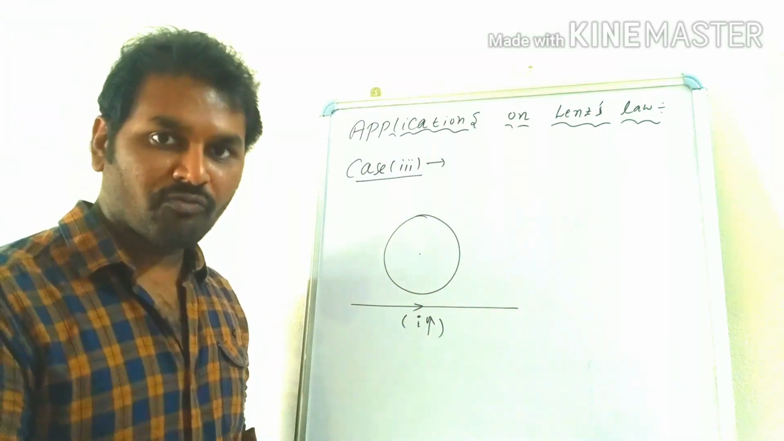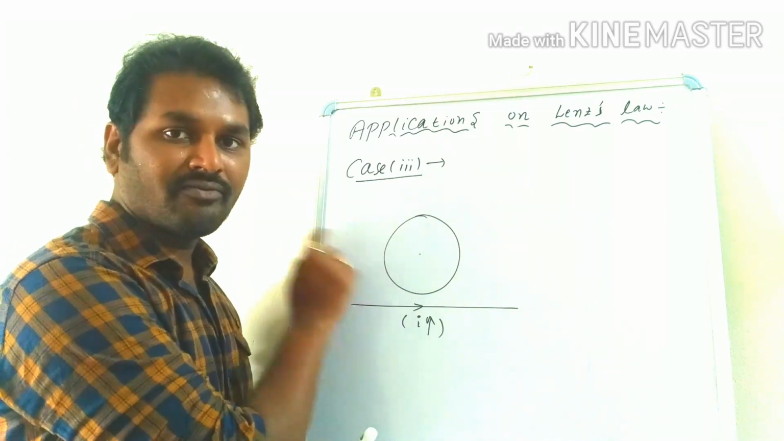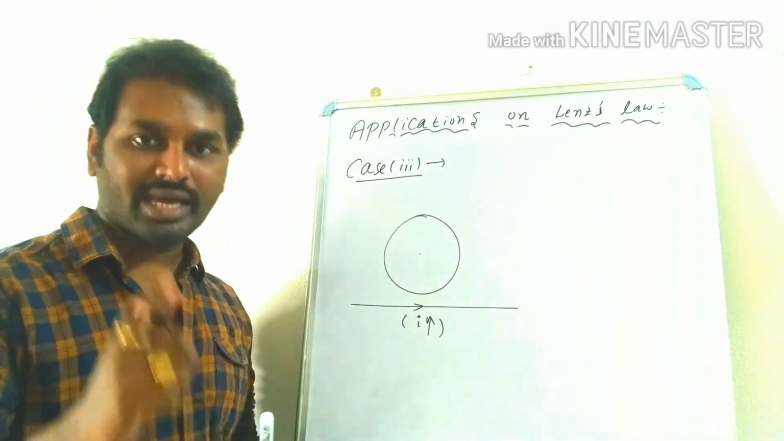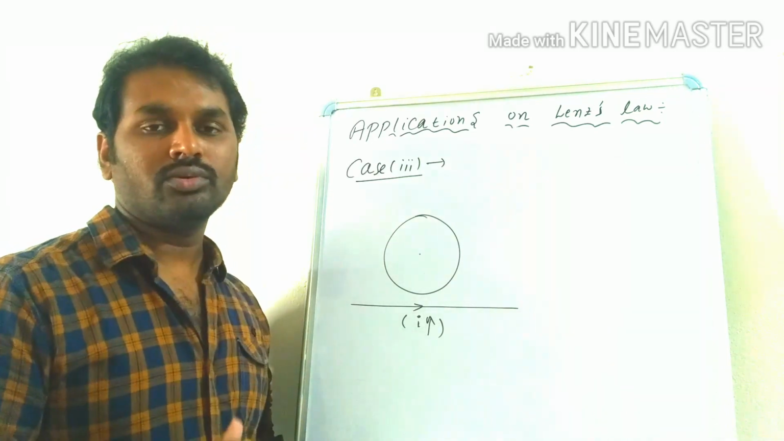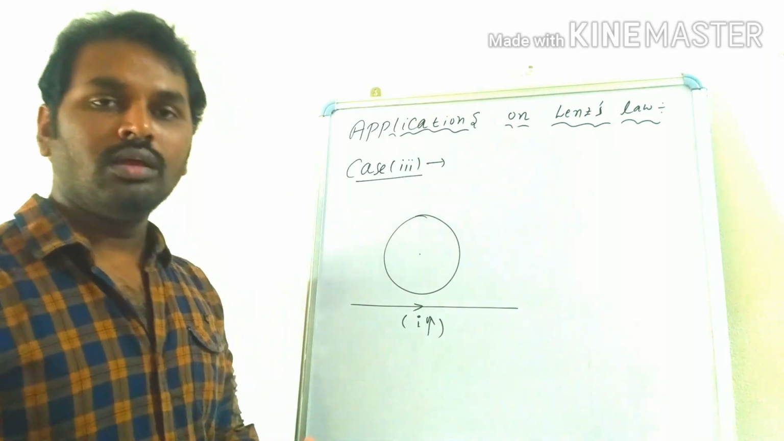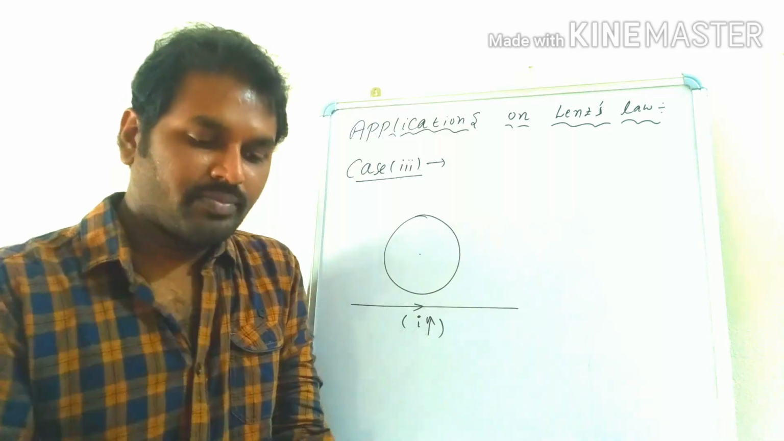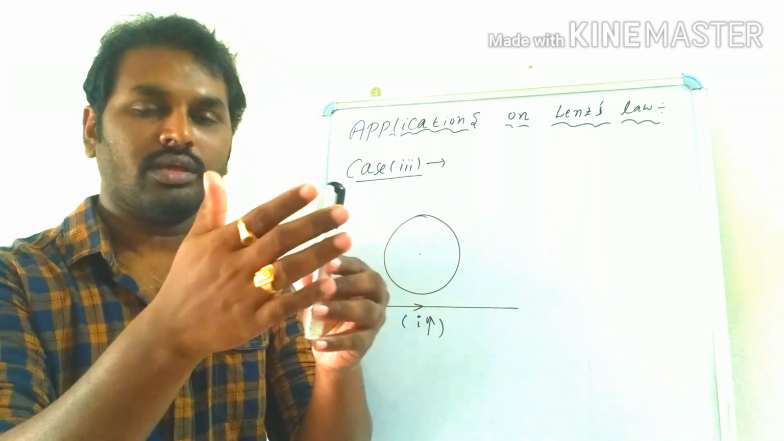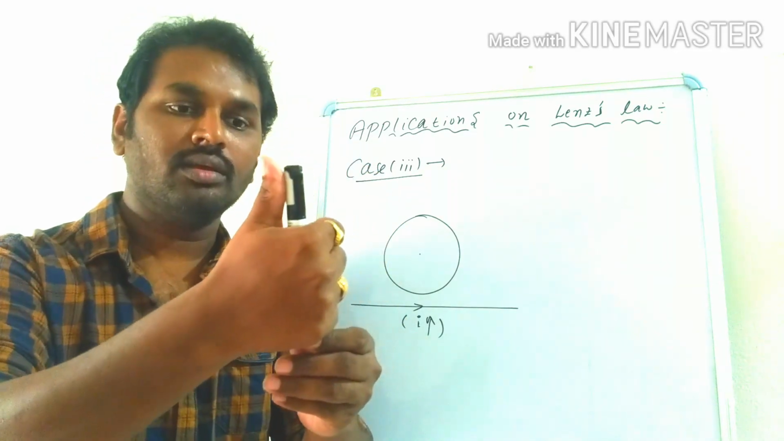Initially, we need to find in which direction the magnetic lines of force are passing through this coil. For that, we need to use the right hand thumb rule to find the direction of magnetic field. It is very simple. You see, for example, this is the current carrying conductor. I am taking it into my hand in this way.